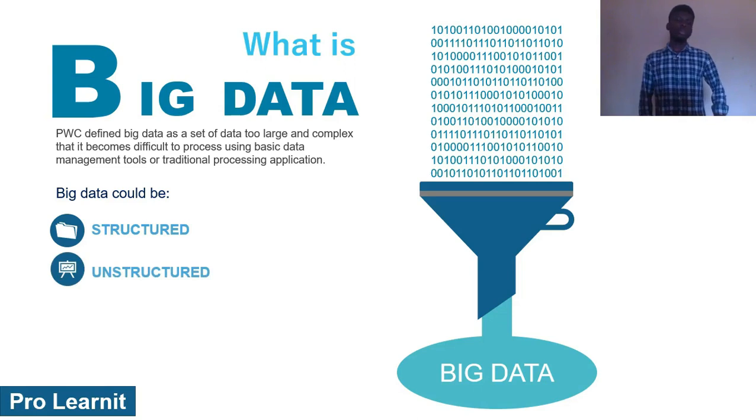Unstructured data, what do we mean by unstructured data? Well, unstructured data are text. For example, the messages you sent on WhatsApp, your pictures, your videos are unstructured data. These data are very hard to analyze. Most data we find on social media are unstructured data.